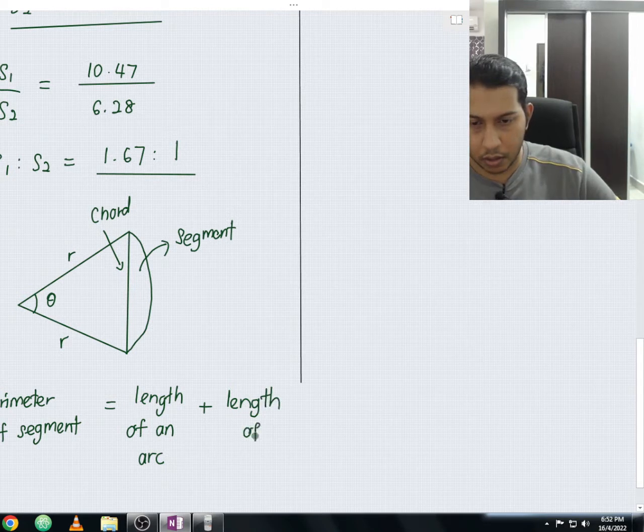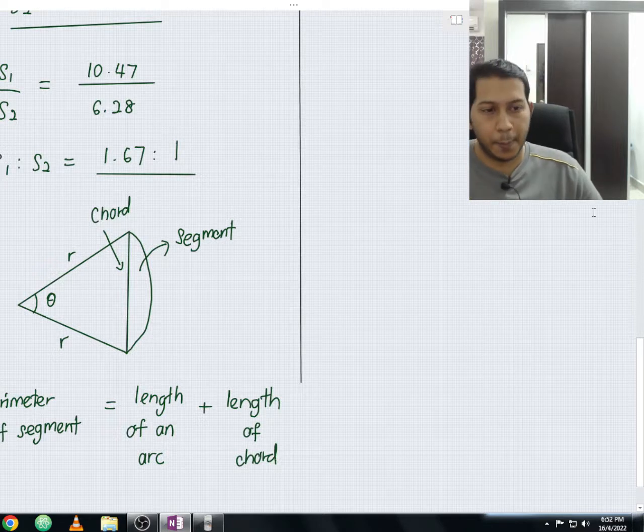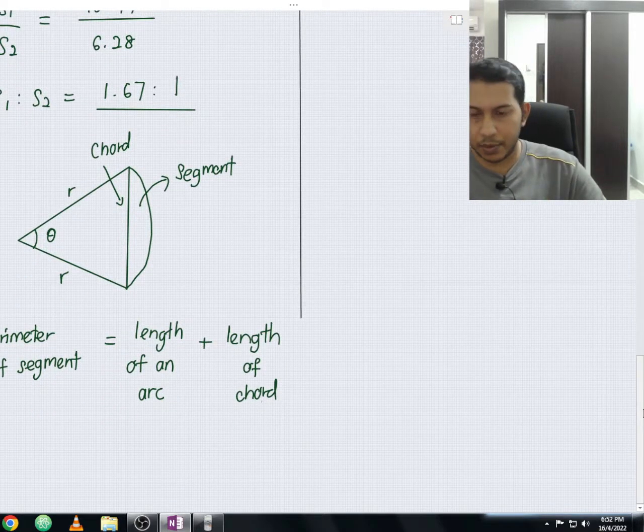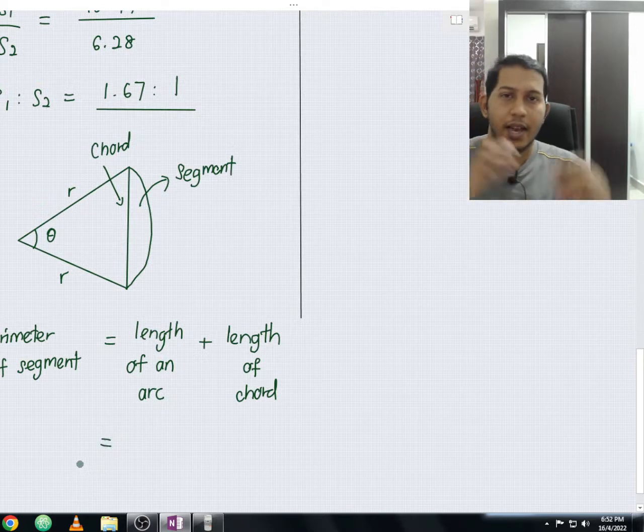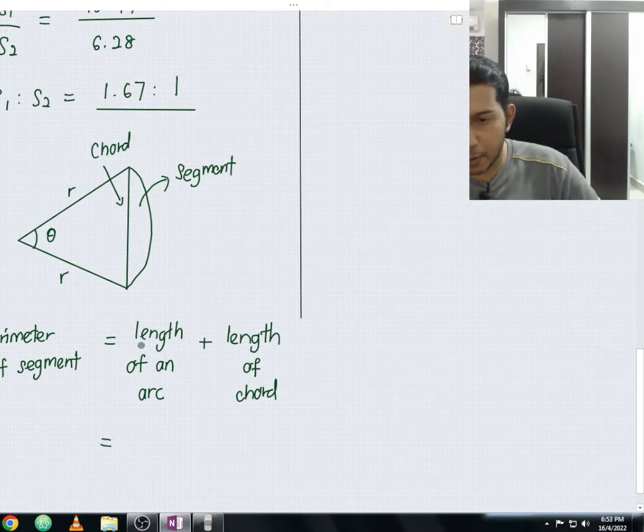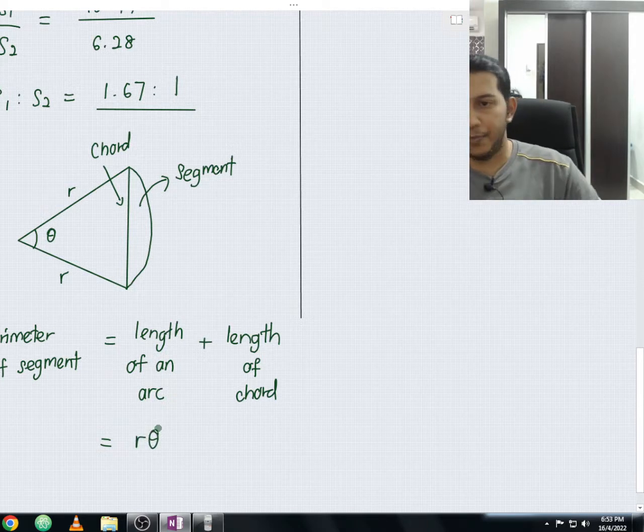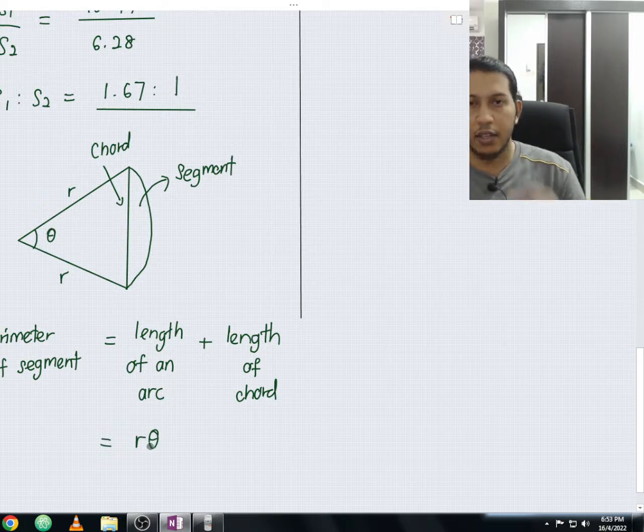Length of chord. So from here let us continue. The length of an arc, we know the formula, which is s equals r theta. So in this case it is r theta. You multiply r with the theta angle here. This angle is in radian, guys.